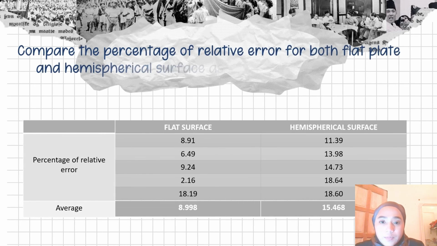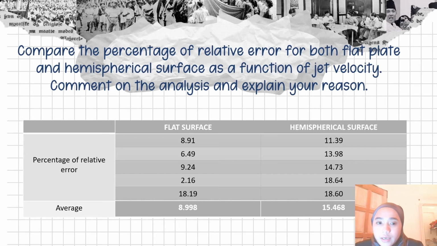We need to compare the percentage of relative error for both flat plate and hemispherical surface as a function of jet velocity. So we need to comment on the analysis and explain your reason. For the flat surface, the average that we got is 8.998, while for the hemispherical surface it is 15.468. So we can conclude that the flat surface has a lower percentage than the hemispherical surface. One of the reasons is the plate may not be perfectly shaped because the angle is different from the original. So ensure the shape of the coil must be straight and positioned to make sure the velocity of water that strikes on it gives more pressure and is accurate.